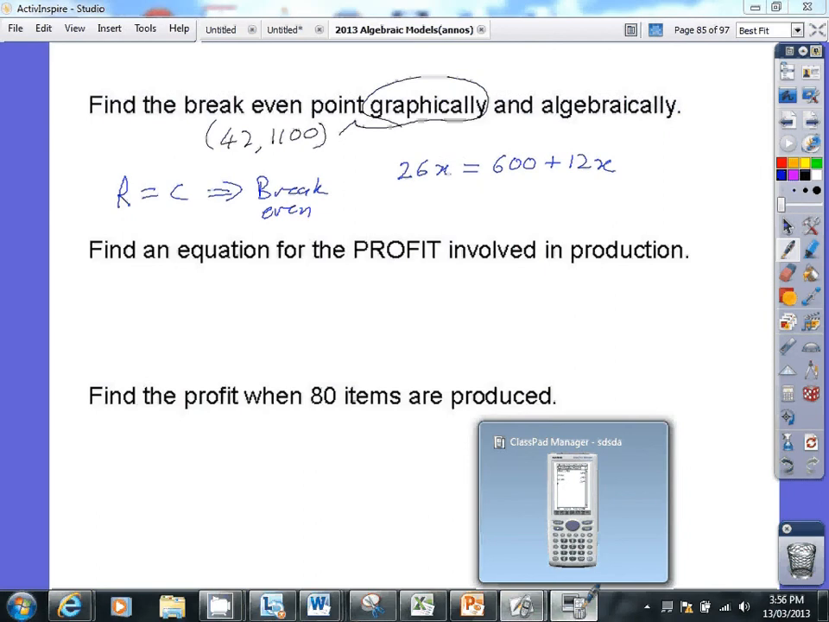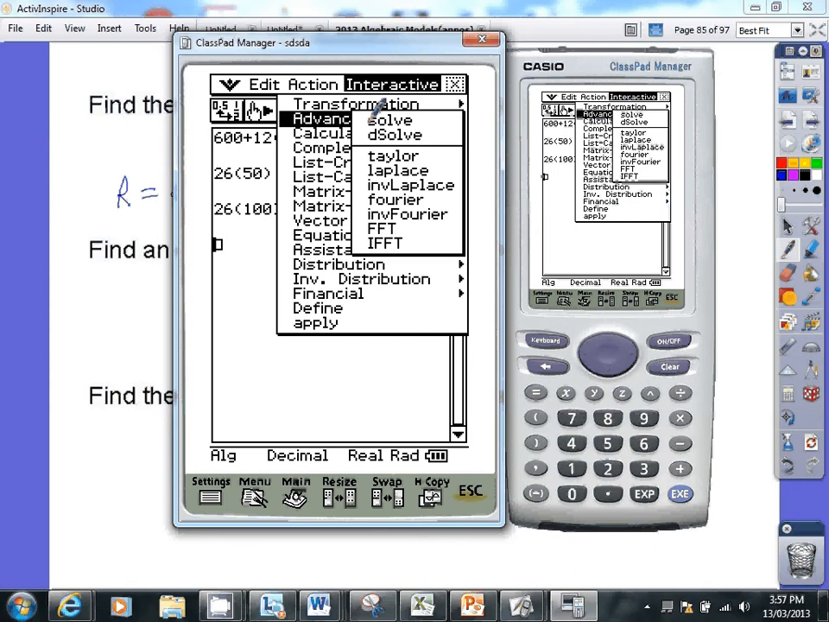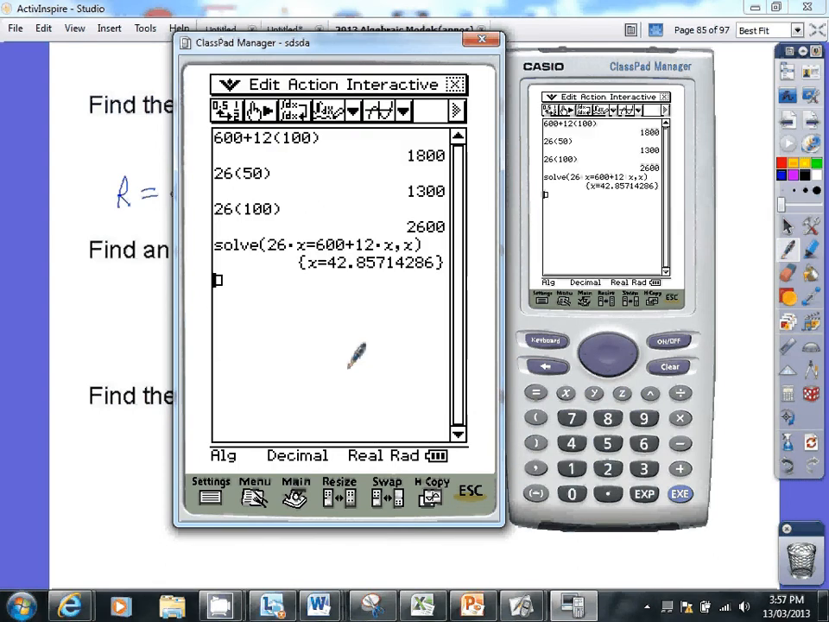So you can now go ahead and solve that on the calculator. You don't really need that bracket there. So we break even at 42.86 items, which is close to what the graph said. We said 42. And of course, you can't have 0.86 of an item, but it's a break-even point.